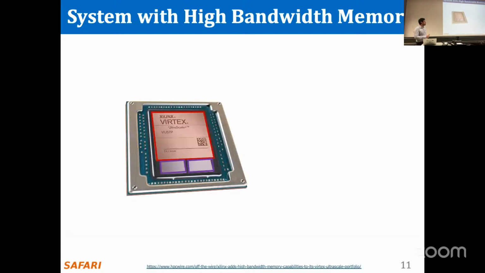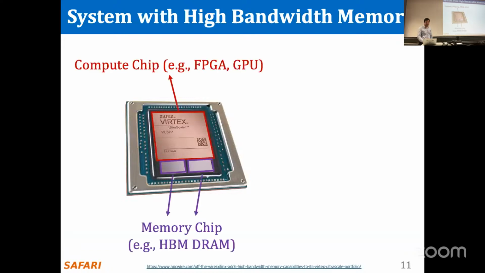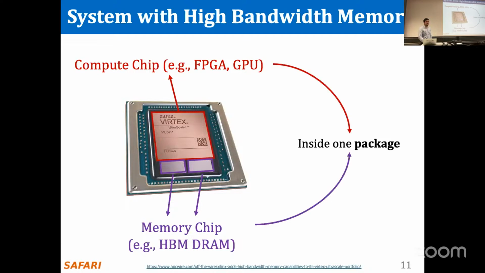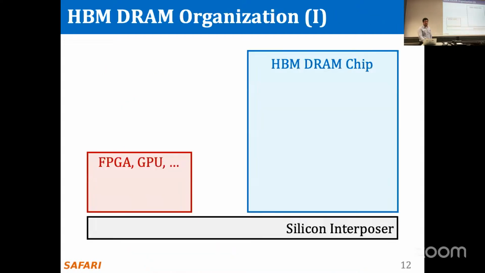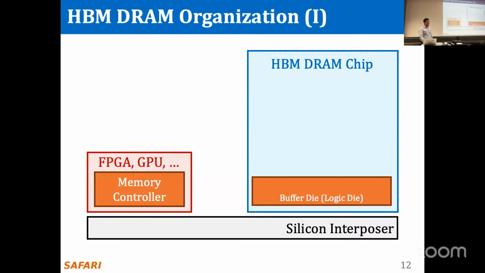A typical HBM DRAM system consists of a compute chip and multiple HBM2 DRAM chips. And all of these are integrated into a single package to form the full system. There's a different view of the same system. The FPGA and the HBM chips reside in the same package and are connected by a silicon interposer. The memory controller in the FPGA communicates with the buffer die on the HBM chip over the HBM interface.